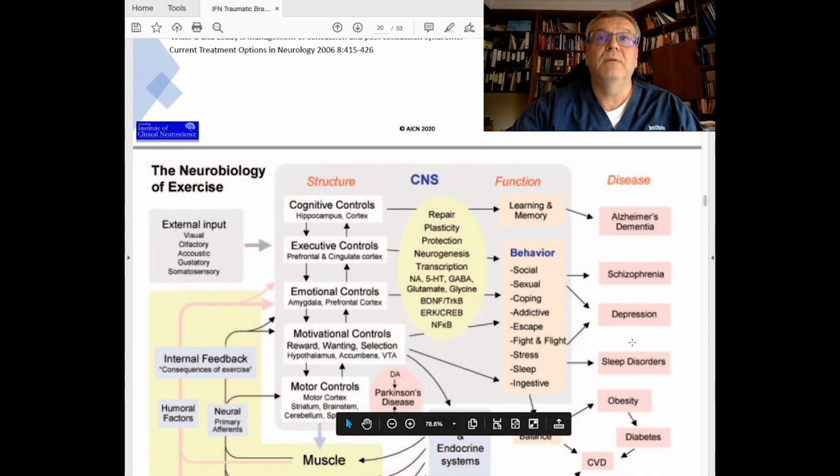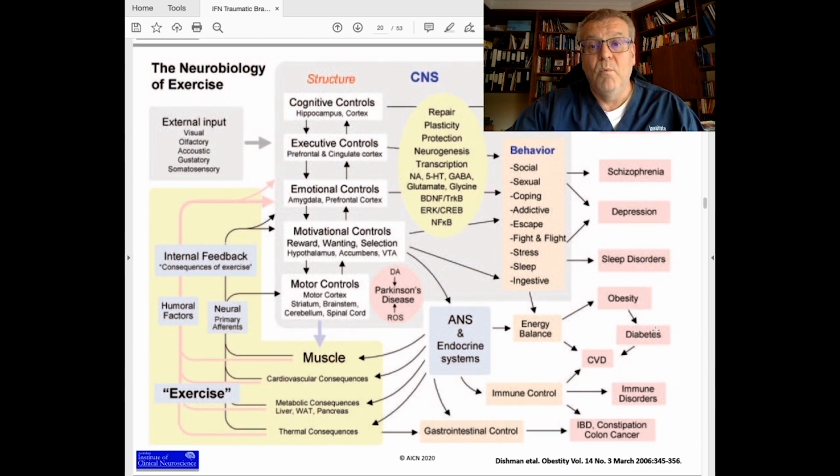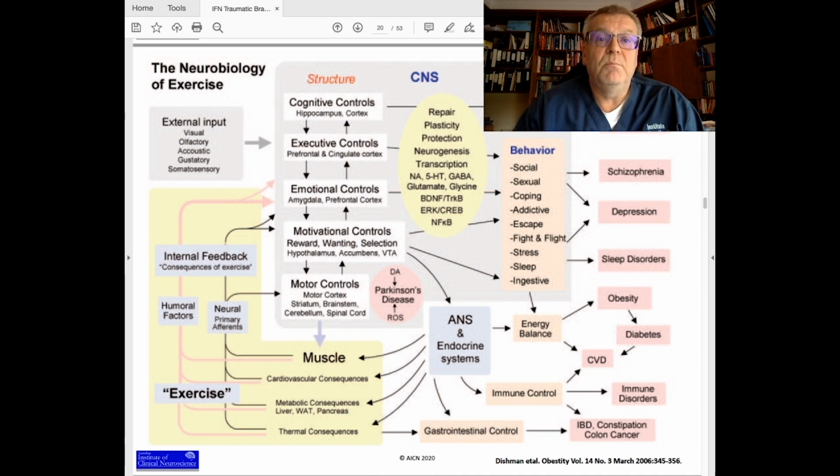So next I want to show you this rather complicated slide, but what I want to talk to you about on this slide is not complicated. I want to demonstrate to you the connection of the brain, which is shown here in this gray square called CNS. That brain is connected to the rest of the body and the rest of the organs in the body through the autonomic nervous system and the endocrine system, or the hormonal system.